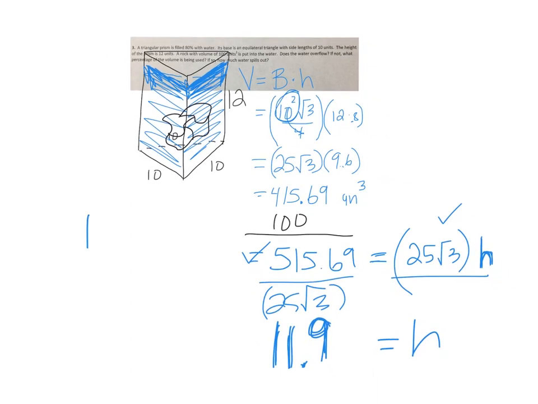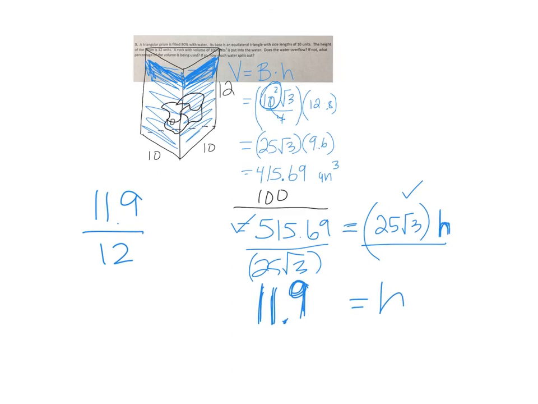So basically we can just go to 11.9 and divide that by 12. And that is 0.999, so 99% of that triangular prism is now filled with water.